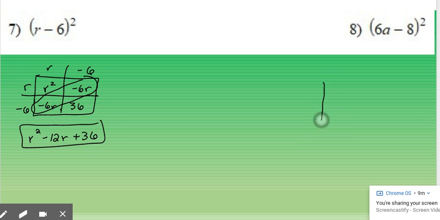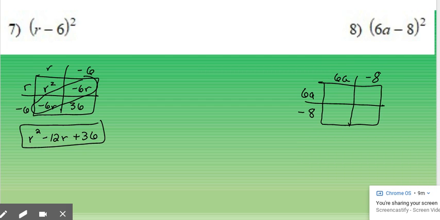For number 8, I get 6A minus 8 times 6A minus 8. Make sure you make your 2x2 box, because what will happen is you won't naturally do all 4 multiplications. You've got to be careful about that. So 6A times 6A is 36A squared. 6A times negative 8 is negative 48A. Negative 8 times 6A is negative 48A. And negative 8 times negative 8 is 64. So I have 36A squared minus 96A plus 64.